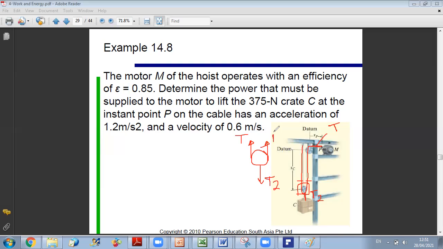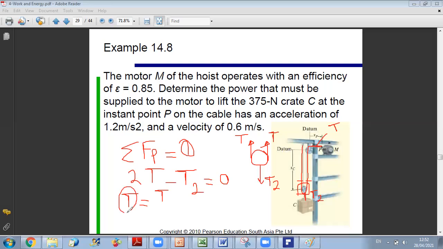And since the pulley is massless, we can write that the sum of forces on our pulley is equal to 0. So 2T minus T2 equals 0. And then we can write that T is equal to T2 over 2. Okay, so if we want to calculate T, we should try to find T2. And to find T2, we should know the acceleration of C.